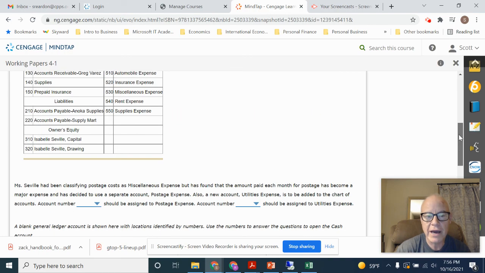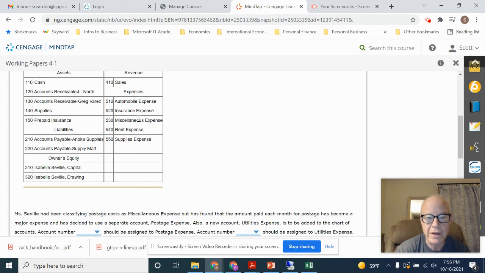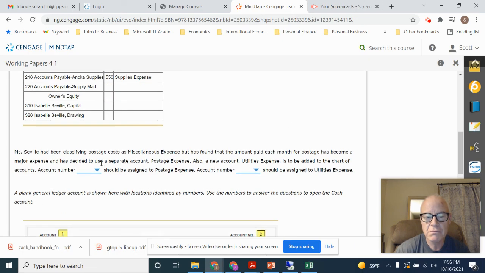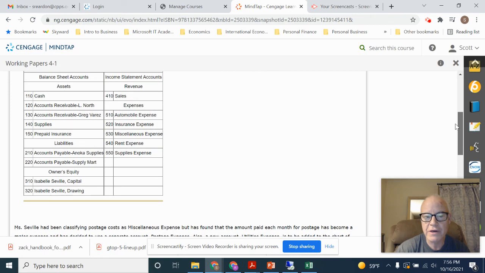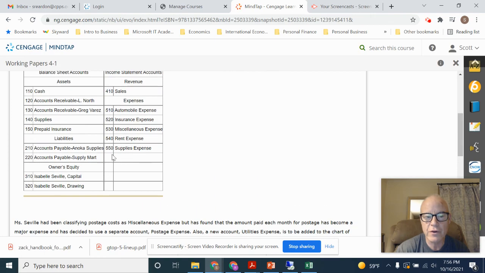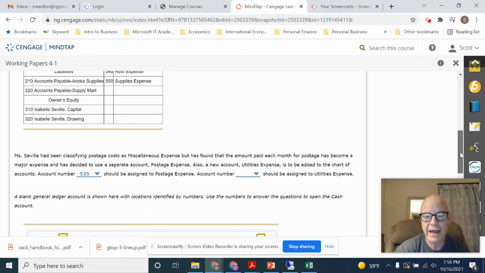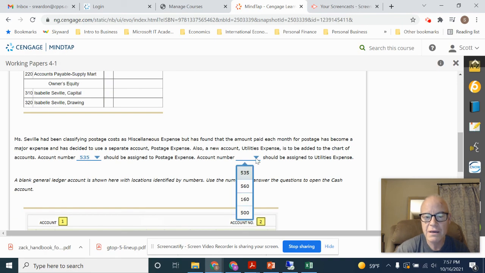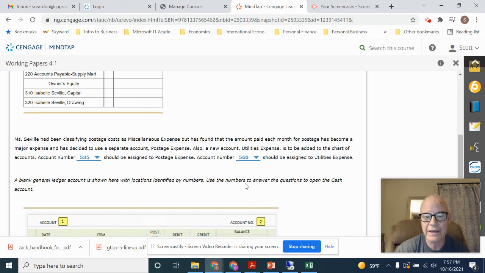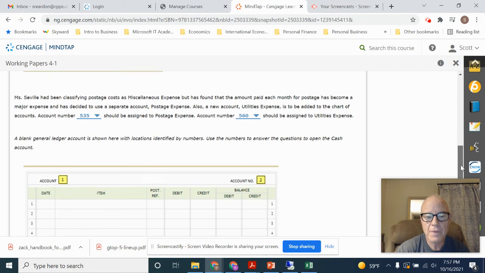Okay. What should the account number be for postage expense? Between miscellaneous and rent expense, between 530 and 540. That looks like 535 to me. And the account number that should be assigned to utilities expense? Well, that's at the end of the row here, so I want to put that in as a 560 because it's at the end, right?